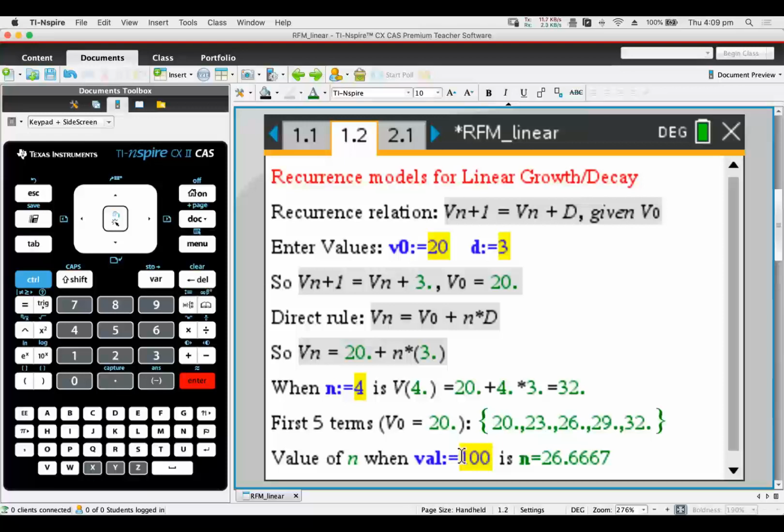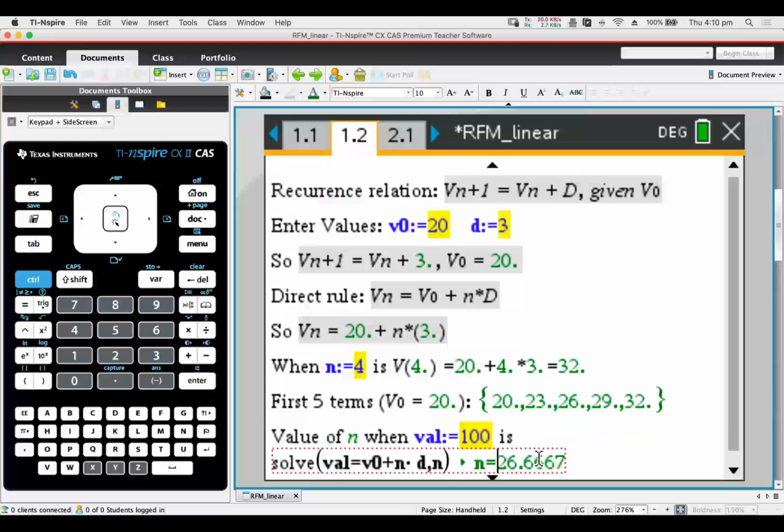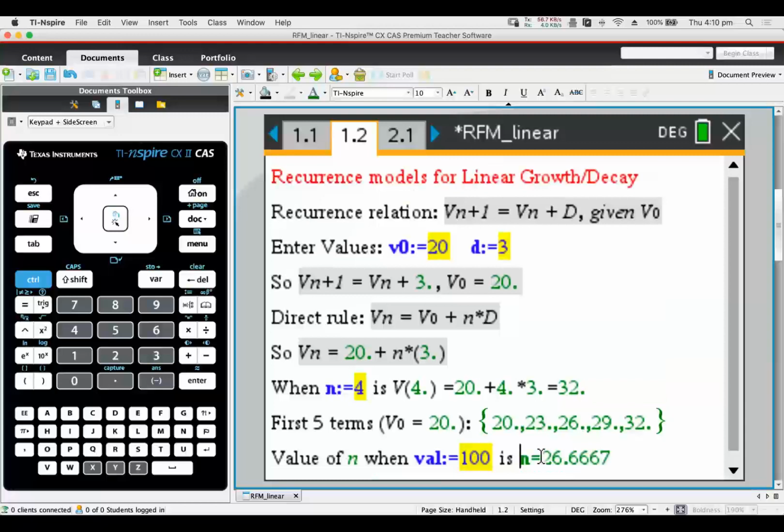The one down the bottom is saying, okay, well, how do you find the n? And that's clearly a solving technique. So if you look here, it should be no surprise that there is a solve command that is working out what the n value would be based on the value of 100 and the direct rule.